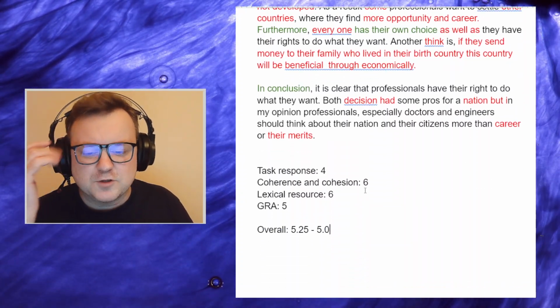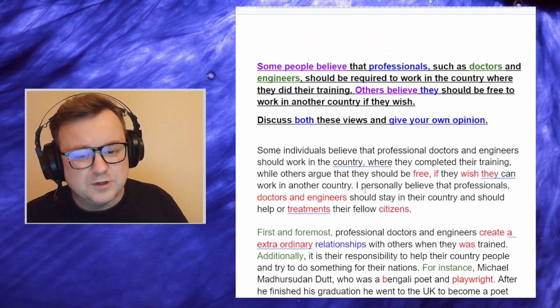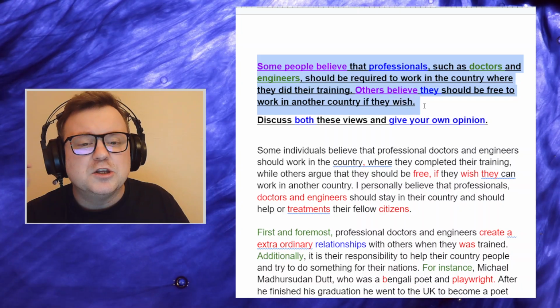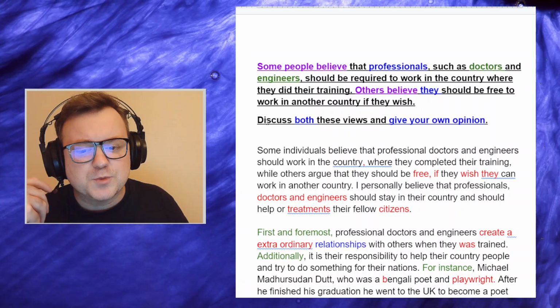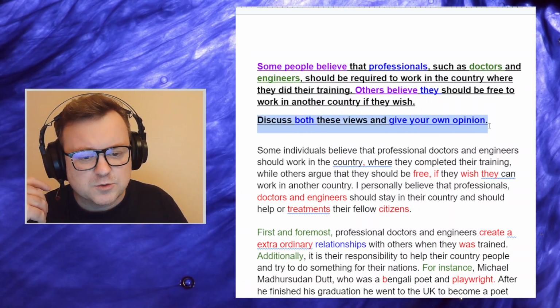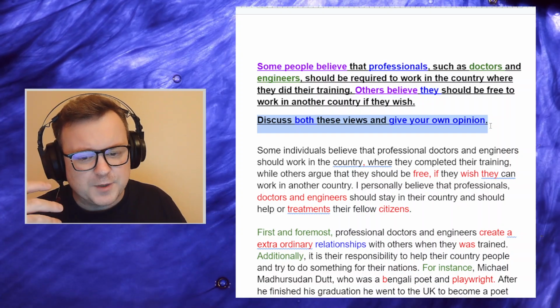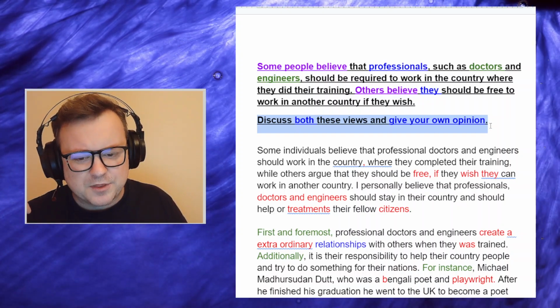What advice would I give to the candidate? Well, first of all, you have to get that task response higher. You have to understand the question and what they want from you. At IELTS, we have a range of different questions. This one is a discuss both these views and give your own opinion. And so you have to set it up that way.